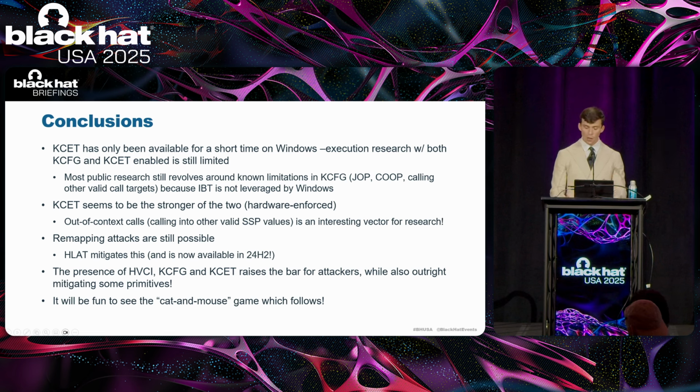And so I just think that the presence of all these mitigations, when they're all enabled by default, obviously raises the bar for attackers. ROP is completely mitigated effectively with CET. The interrupt handler stuff is obviously a Windows-specific implementation thing. So it'll be fun to see the cat and mouse game which ensues in the future once more companies adopt the newer hardware and CET is fully enabled, HVCI is fully enabled, all of these mitigations enabled in tandem.